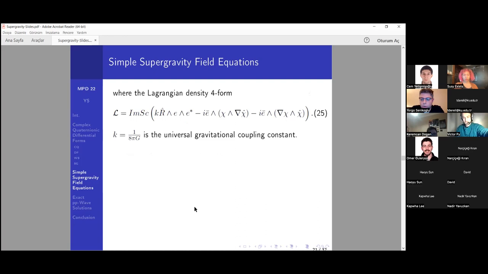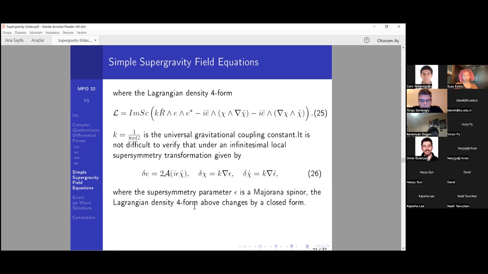But the Lagrangian density form L is the imaginary scalar part of all of this. So the first term, as you see, is the Einstein-Hilbert term, and the second and third terms are the Rarita-Schwinger action, the Lagrangian density.